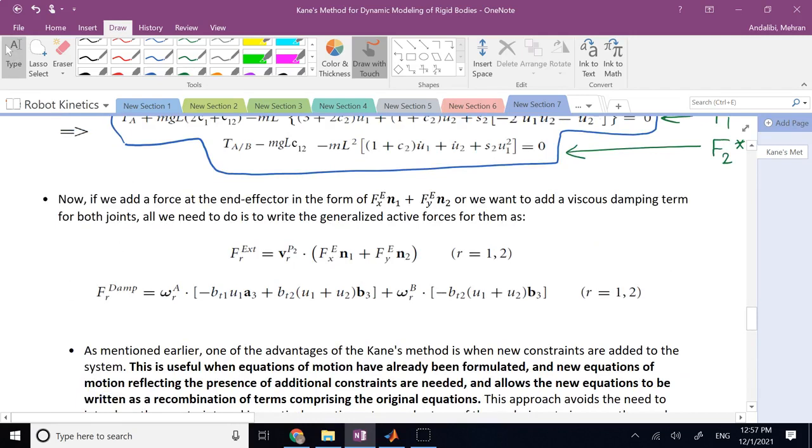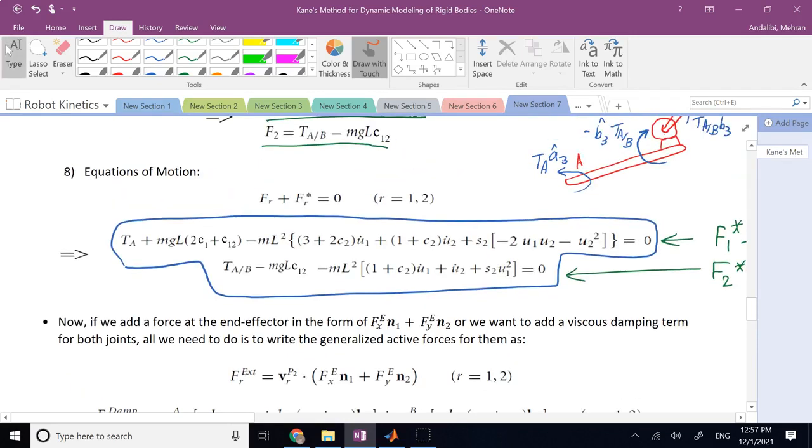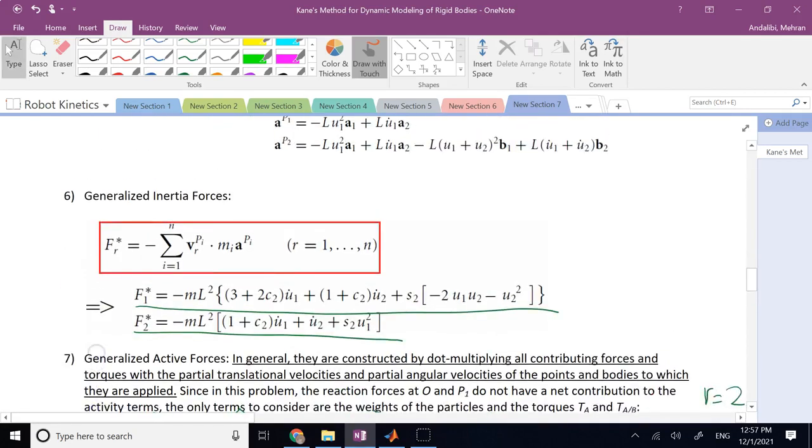With this method, when adding extra forces, extra constraints, and so on, we can still use whatever equations we have, modify them a little bit, and get the equations of motion for the new system. While with other methods, it's not that easy. For many of them, you have to redo a bunch of things or start all from scratch. Okay, so when it comes to complicated systems, this method can be the method of choice.